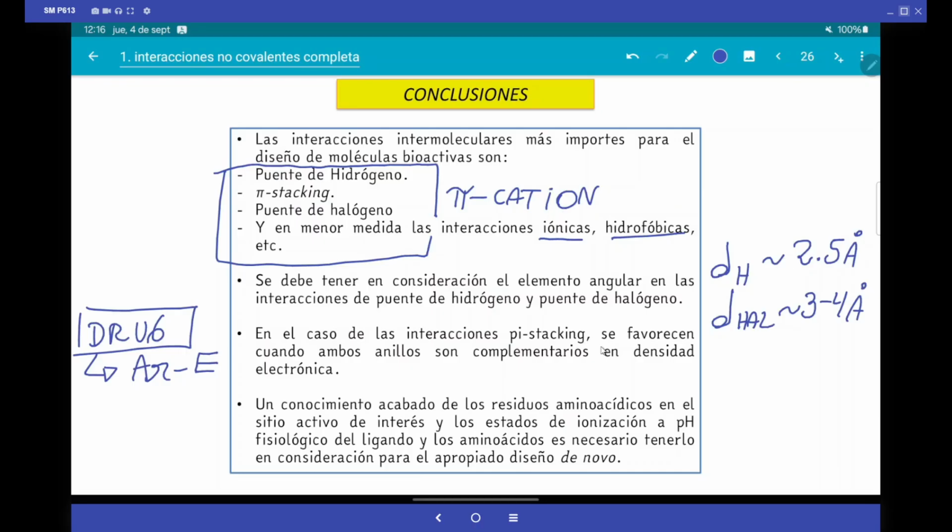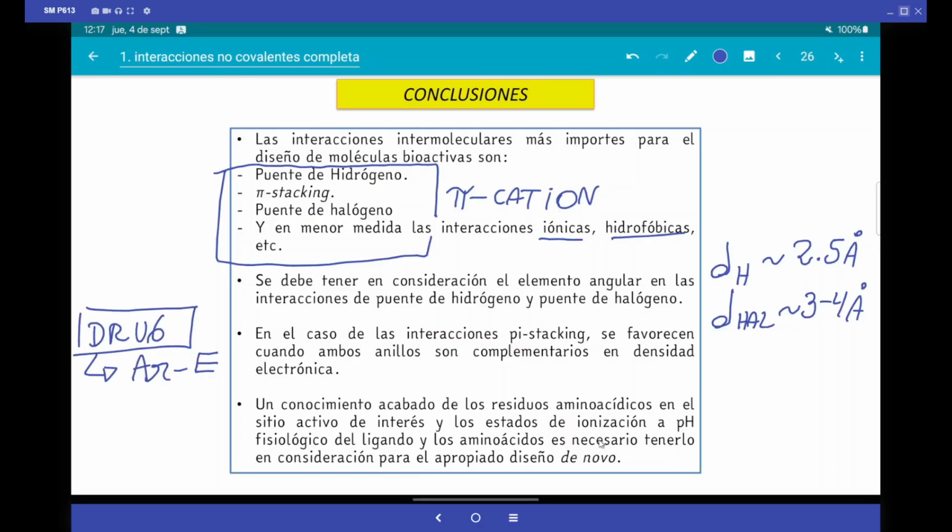Because in the protein, the aromatic rings, tyrosine and tryptophan, are electron-enriched. Knowledge-based on the residues of the site of interest and the states of ionization at physiological pH of amino acids, have it in consideration for an appropriate design of new drugs, okay.